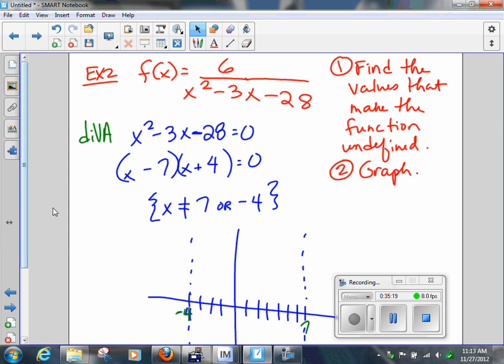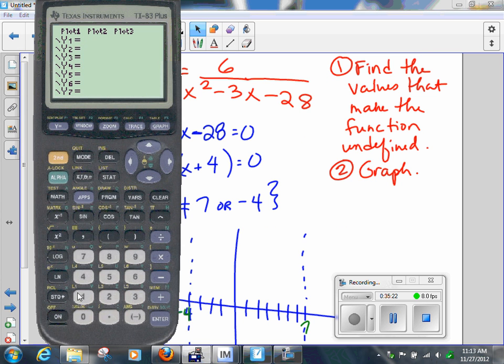So what was my function? 6 divided by, and you've got to use parentheses around your denominator. Did it right. So why is this one different? It's the opposite. Subtract 8, which gives you minus 8, and add 7, which gives you positive 7. Opposite, right? Okay.